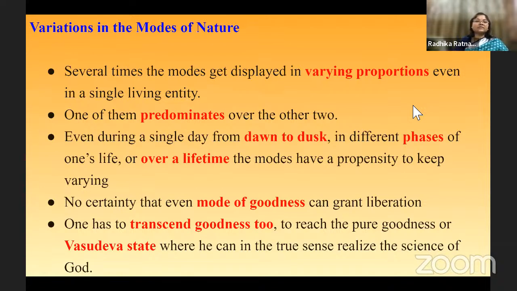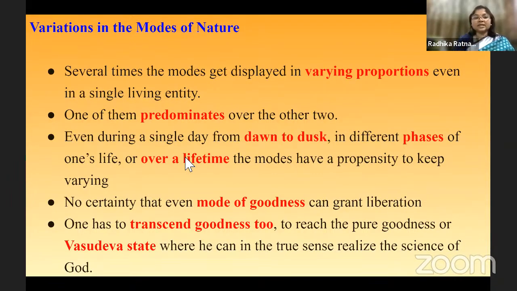So, variations in the modes of nature. Several times the modes get displayed in varying proportions even in a single living entity. See, once we are in a group of devotees, maybe we are different. But once we are in a group of people who are in the mode of passion and ignorance, some amount of the lesser proportion of the passionate and ignorant modes may come up and you may react. The ultimate thing is that by doing sadhana, we can have control over passion and ignorance. If we increase our goodness quotient, automatically the other two will come under control.